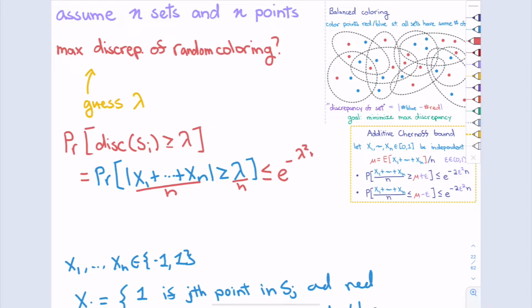Lambda squared n over n squared, because that's epsilon squared n. Okay, so these n's cancel out. So I'm left with e to the negative lambda squared over n. That's the odds of having, say, lambda more red than blue.